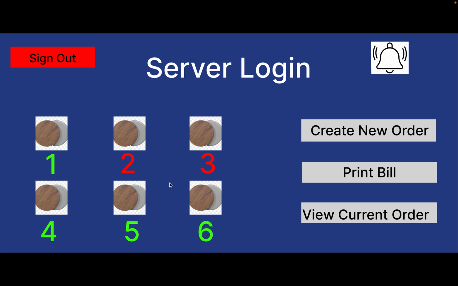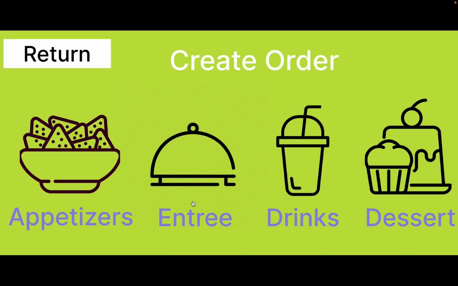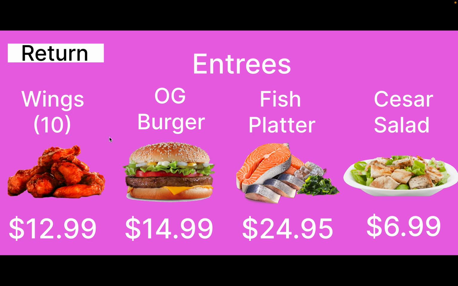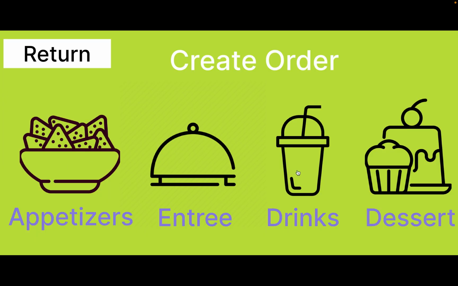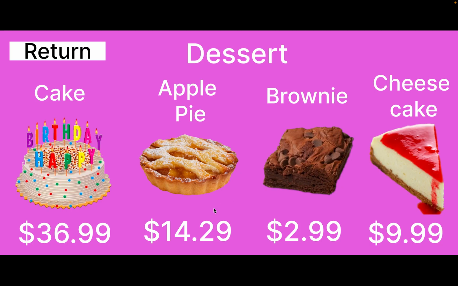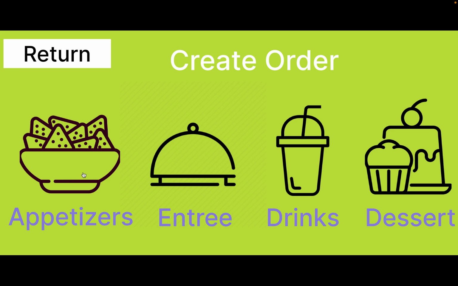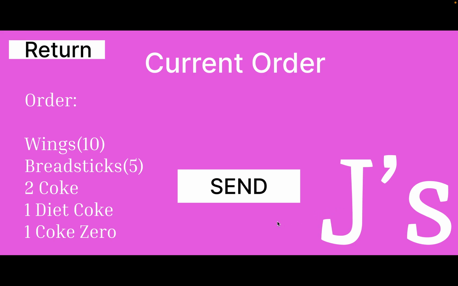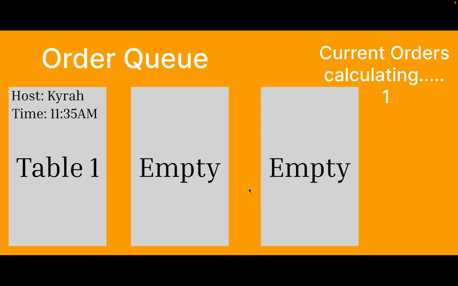So say we wanted to place an order for table 6, click on the table. We have appetizers, entrees, drinks, dessert. Appetizers, here's some celery sticks. Entree. And you just click whatever food the customer asked for, obviously. And here we'll just do Coke and say they wanted a cake. All right. And so you would return, and then that means you have created your order. You would then view your current order, right? Make sure it's correct, and then you would send it to the kitchen.